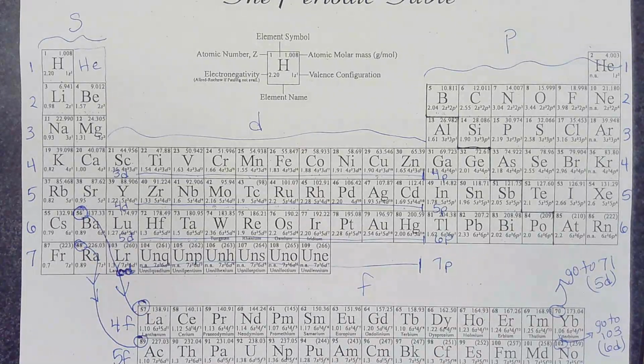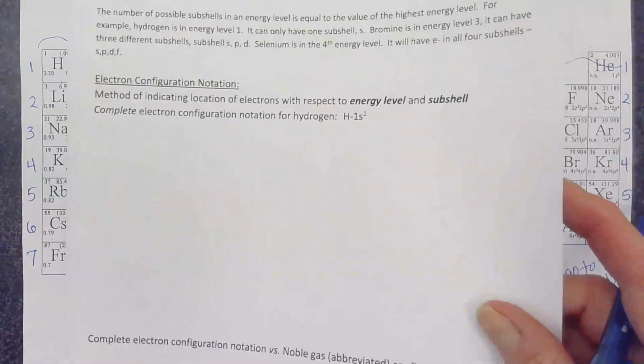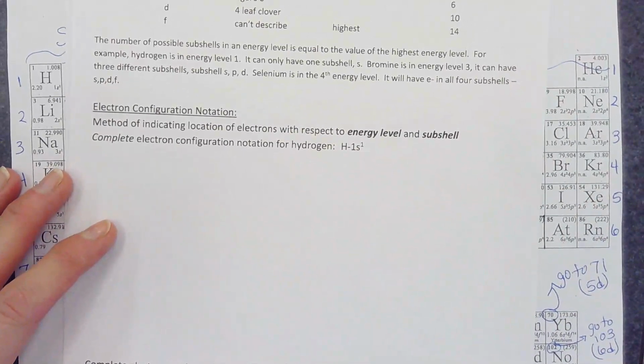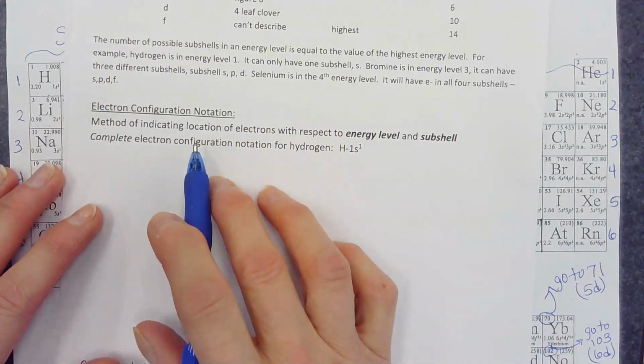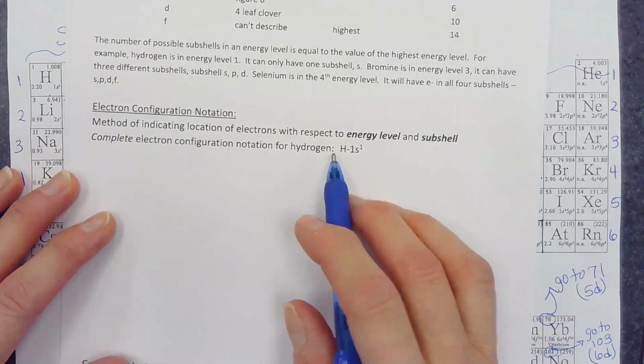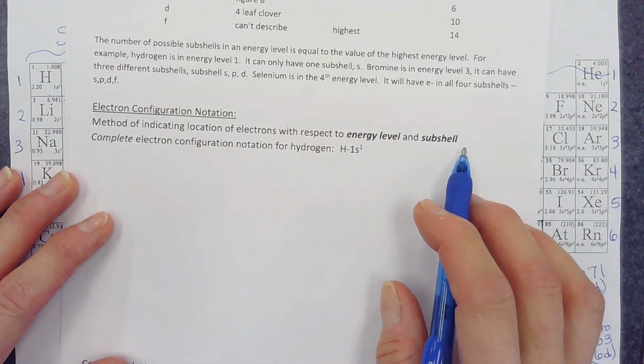Now, if I said words all the way down to iodine, 53 electrons, iodine has 2 electrons in the first energy level S subshell. Iodine has 2 electrons in the second energy level S subshell. Iodine has 6 electrons in the second energy level P subshell. Would I be writing papers on these things? That's pretty long, right? I don't want to do that. So what do we do? We have what's called electron configuration notation, which indicates the location of electrons with respect to the energy level and subshell.